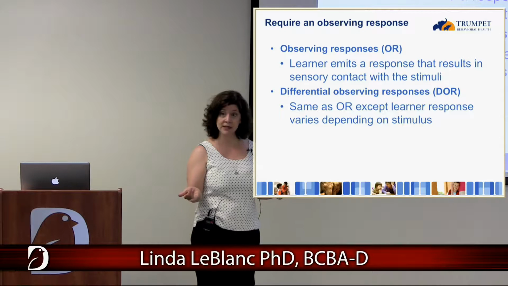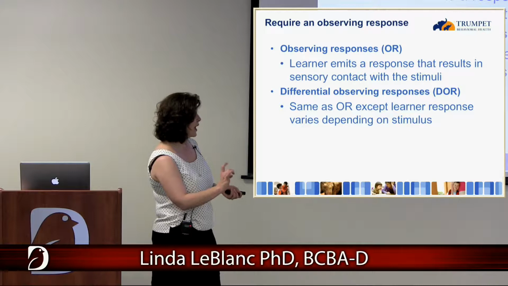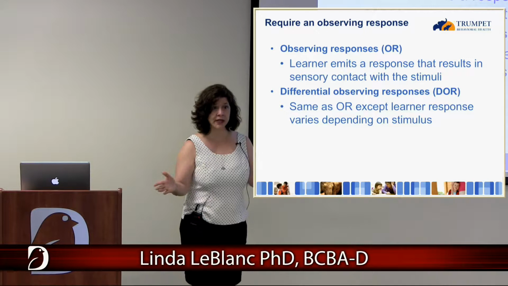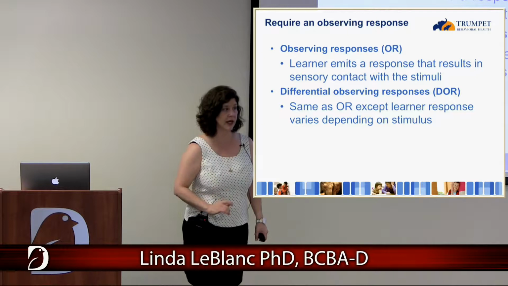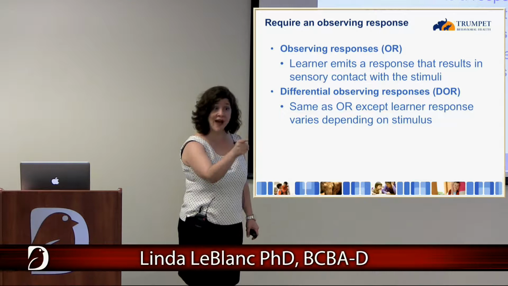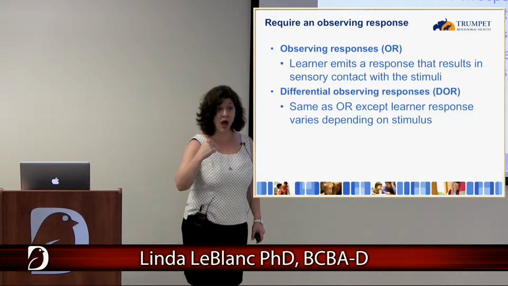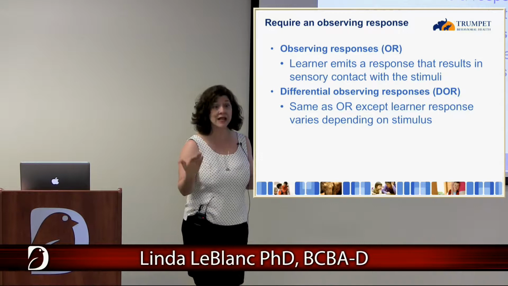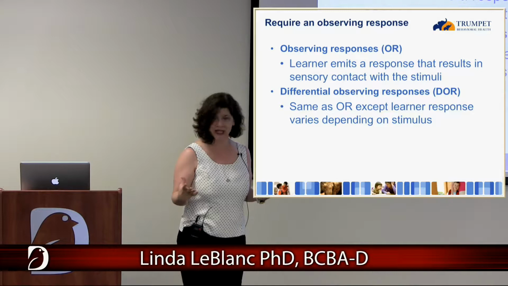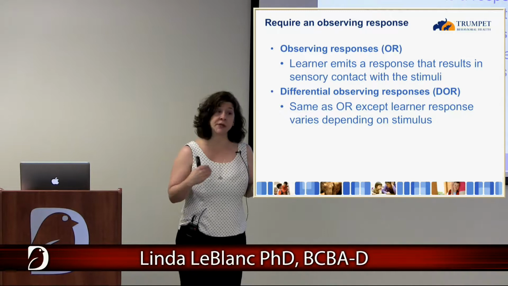Now, there is a second version called a differential observing response. When you can do it, this is actually even better. Now what happens is, this is an observing response, except the learner's response varies depending on the stimulus. Let's say we're doing trials where I've got an array of stimuli and it's listener responding, and I say, "Which one has wheels?" The learner now has to echo my question, "Wheels," and look at the array. The fact that the learner can echo my question or a part of it increases my confidence that they heard the stimulus, because they now can engage in that behavior and repeat it. If they can't repeat my question, I cannot be very confident that they actually heard the question or attended to the critical auditory components.